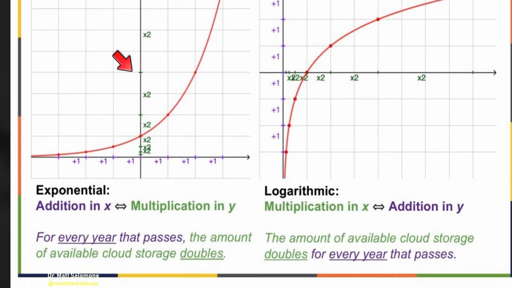So what you're seeing happening in the y direction is that the amounts of change are accelerating. They're getting bigger as we go along, and that's why this graph curves upwards.